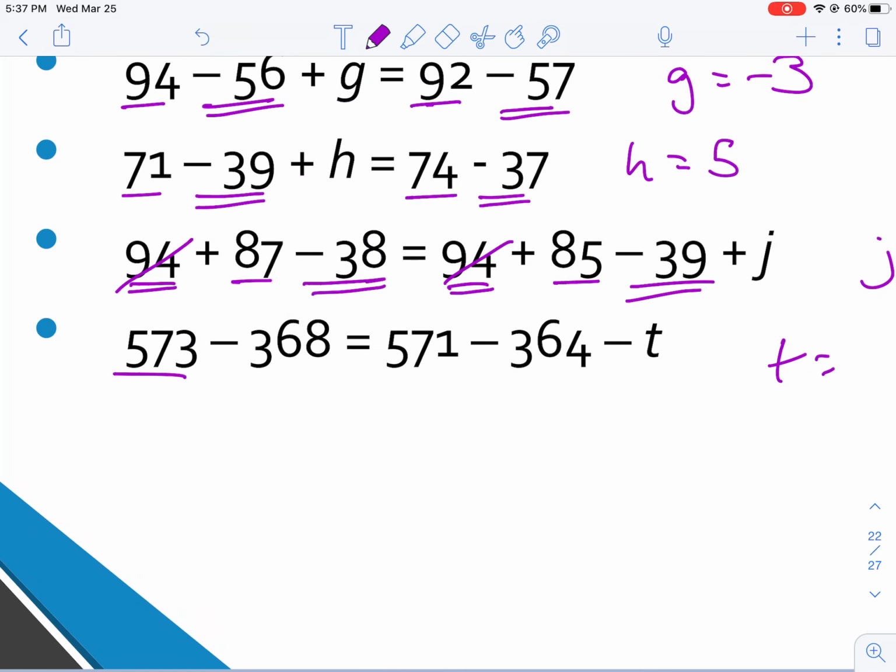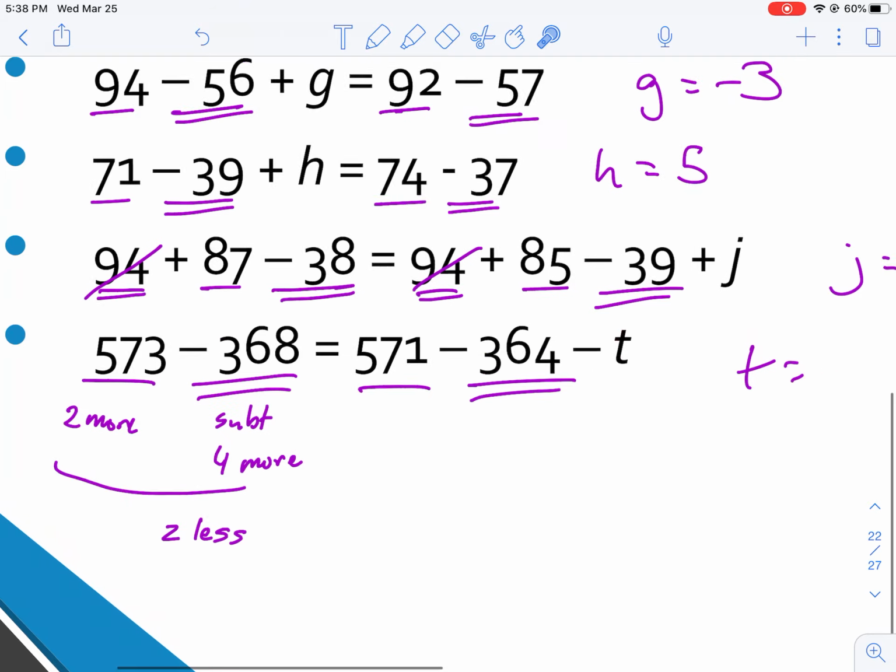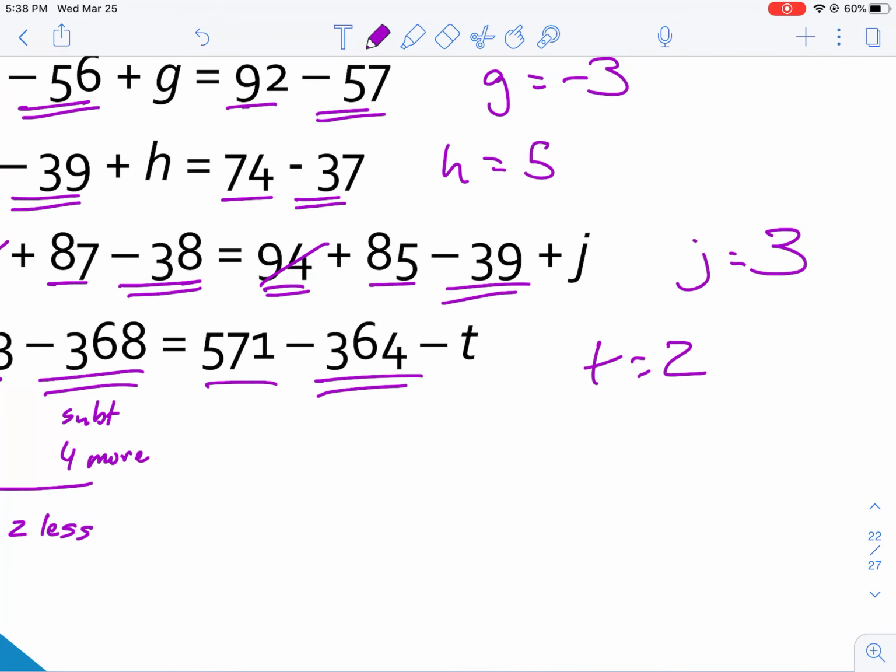All right, last one. So 573, 571 are close. Subtracting 368, subtracting 364. Starting with 2 more. Subtracting 4 more. So I'm starting with 2 more, and I'm subtracting 4 more. So if I'm subtracting 4 more, I'm actually going to end up with 2 less on this side. So this side is 2 less than this side. So to balance it out, I should subtract 2.